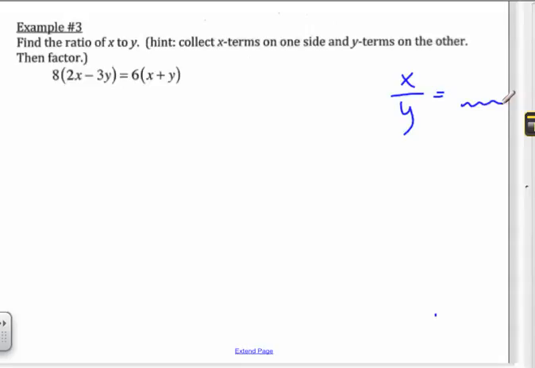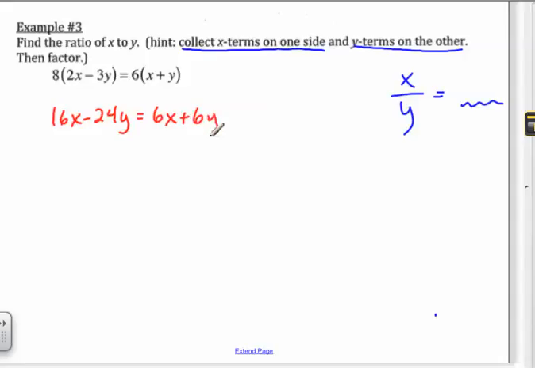They say collect all the x terms on one side and all the y terms on the other. Okay. Well, let's do that. Edward, the first thing I want to do is what? Distribute. So that's going to give me 16x minus 24y is equal to 6x plus 6y. You agree? Beautiful. Now the hint, Ian, was to collect all the x terms on one side and the y terms on the other. What would you like to do first?